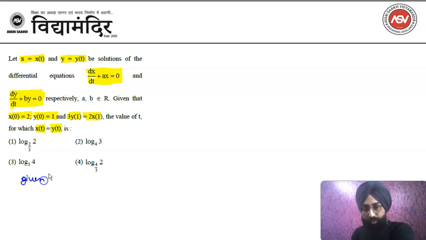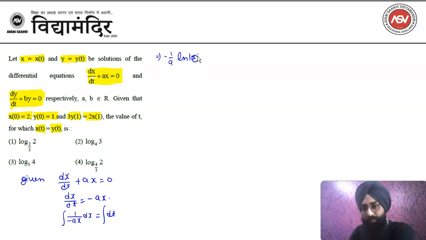So we have this given thing, dx/dt plus ax equal to 0. We are using variable separation here. So this becomes 1 upon minus ax dx equal to dt. Variables are separated, we are taking integration here. It becomes minus 1 upon a outside, you can write ln x, which is equal to t plus c.